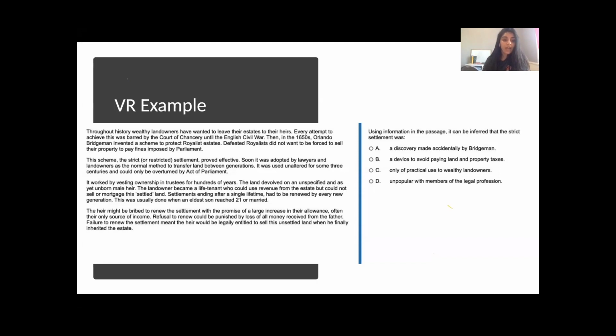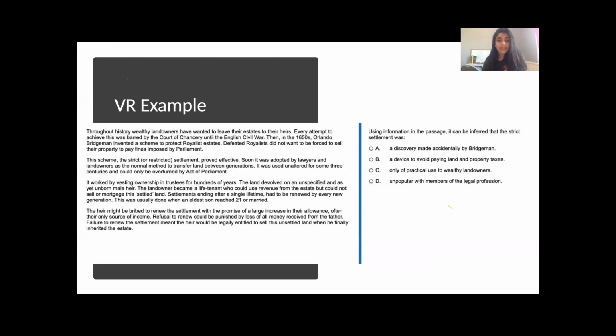So if you have a look at the second paragraph, you can see that this scheme, the strict or restricted settlement. And as I mentioned, it's good to go a sentence before and a sentence after where you found the key topics. So if we go after, it tells us that it was effected and adopted by lawyers and landowners. But then if we go before, it tells us that Orlando Bridgman invented a scheme to protect royalist estates and defeated royalists did not want to be forced to sell their property or to pay fines imposed by Parliament.